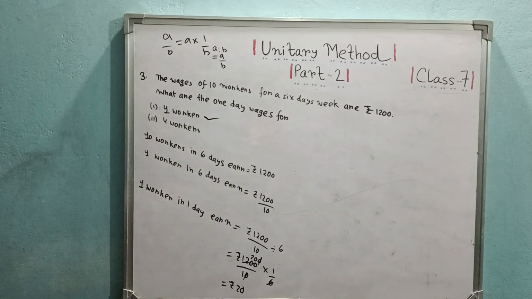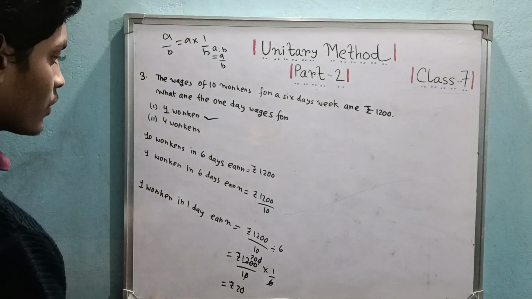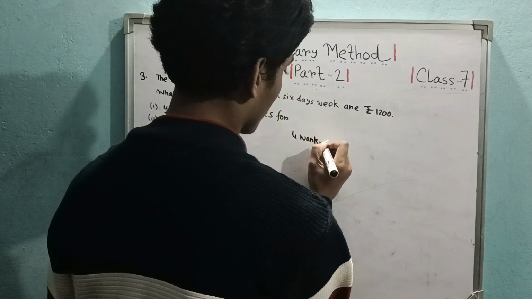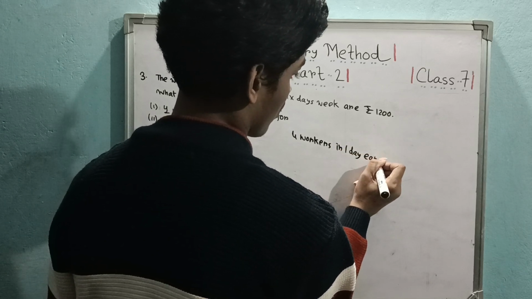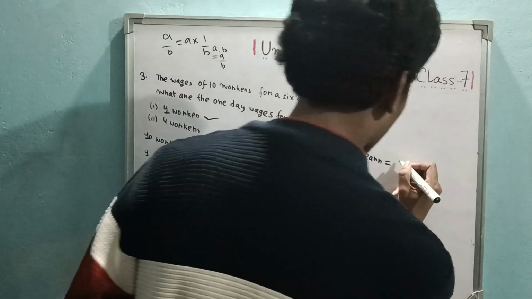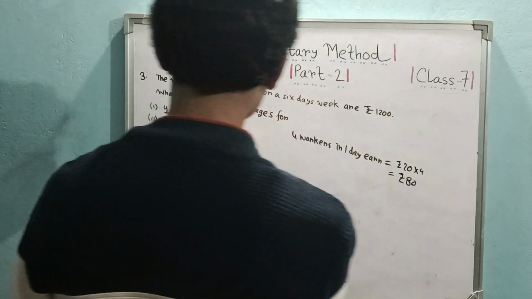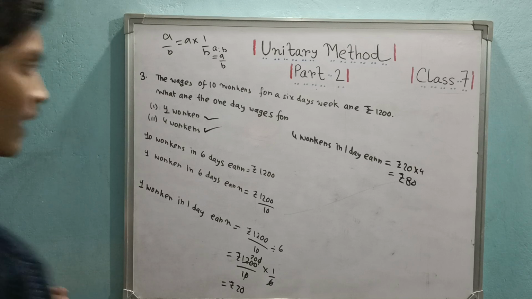They have asked you what the one day wages for one worker are. So in one day one worker's wages is rupees 20. Now similarly, four workers in one day earn. One worker in one day earns some money, then four workers will earn more money. So now it will be multiplied. So 20 multiplied by 4, rupees 80, and you get the answer of the second one as well. How easy was that? It's a little bit like ABC.